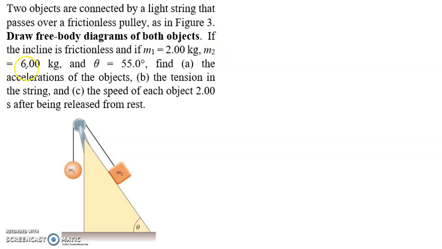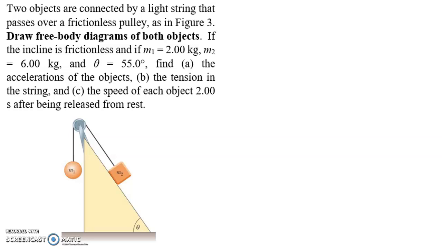if the incline is frictionless and if m1 is equal to 2 kg, m2 is equal to 6 kg, and theta is equal to 55 degrees, find A, the accelerations of the object, B, the tension in the string, and C, the speed of each object 2 seconds after being released from rest.